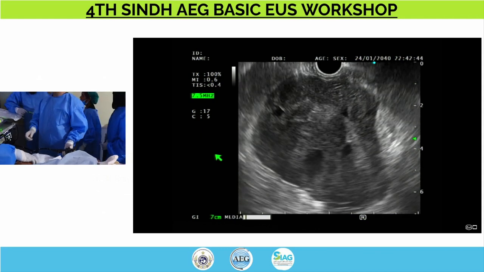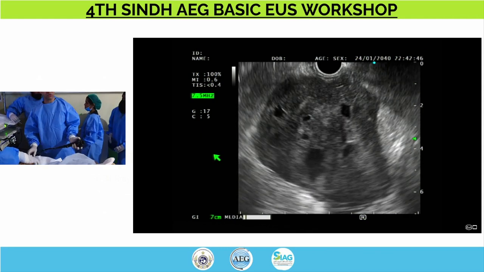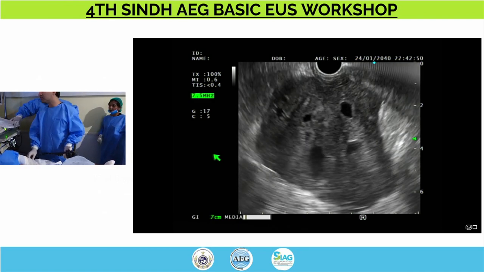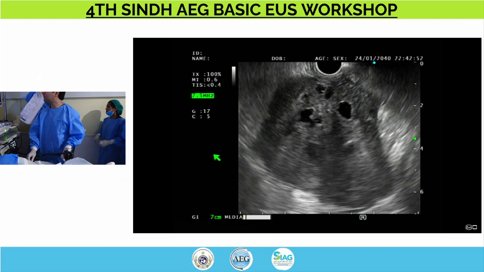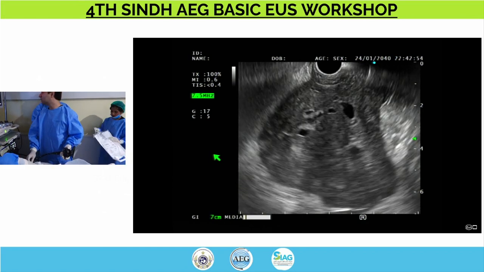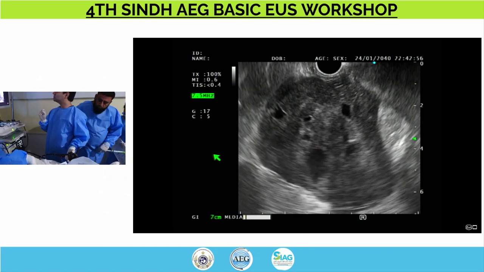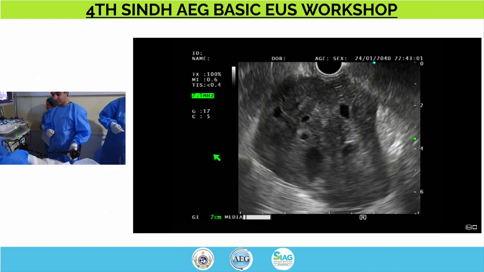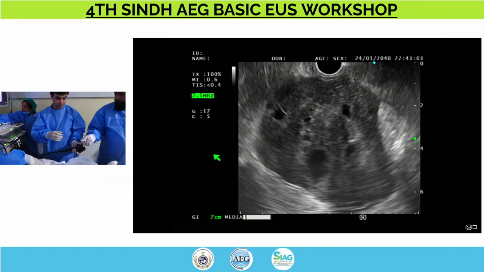All right. Dr. Hassan, do you have a particular choice of a needle? And can you tell us briefly what the difference is between an FNA and an FNB needle? And what would determine your choice of the type of needle for a lesion like this?